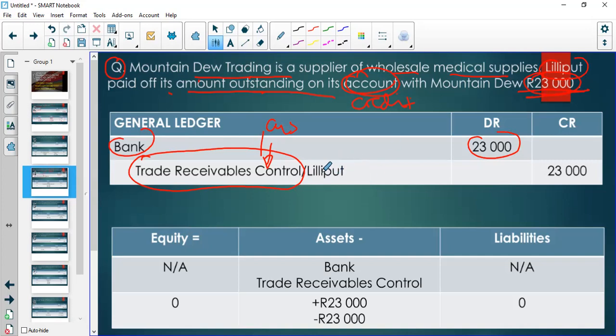But we also have to record this customer's name because we need to know how much he now owes. So we have to record this 23,000 in his account. So this individual account is going to be reduced by 23,000, and the total of what all the debtors owe us is going to be reduced also by 23,000. So that's going to be very easy.